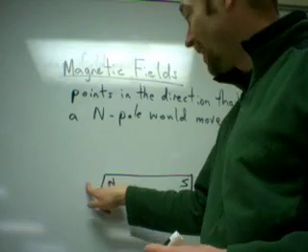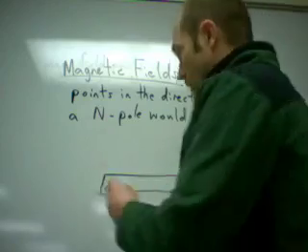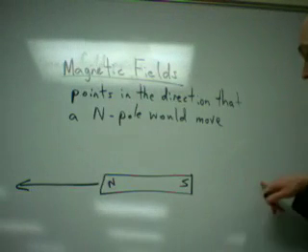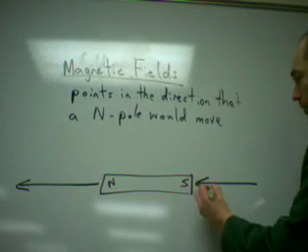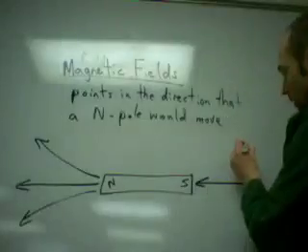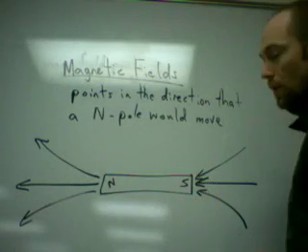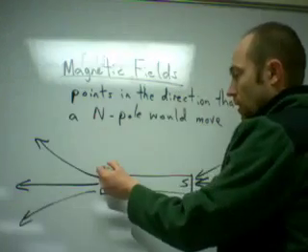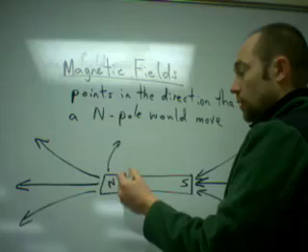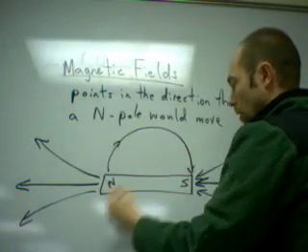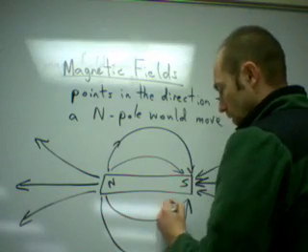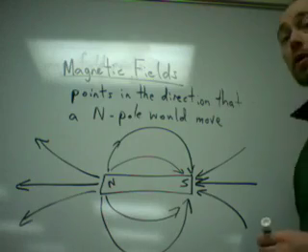If I put a north pole there and let it go, it gets repelled by this, so it moves that way. If I put a north pole over here, it gets attracted to the south, so it moves that way. If I put one here, it kind of goes like this, and comes in here. If I put a north pole here, it starts going this way, but then it gets attracted to the south, so it actually loops around like this. This is what the magnetic field looks like around a bar magnet.